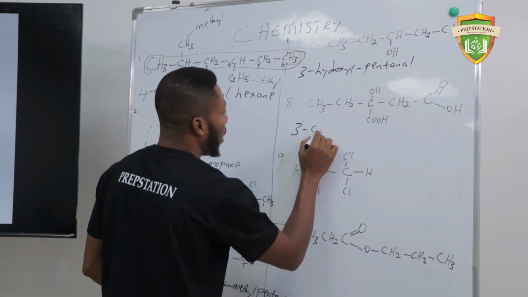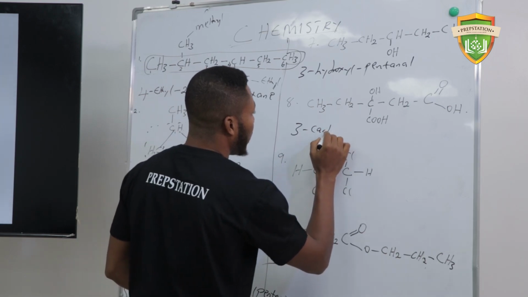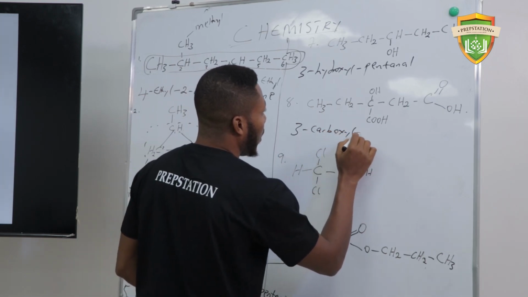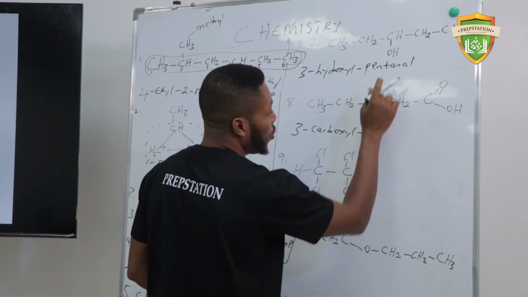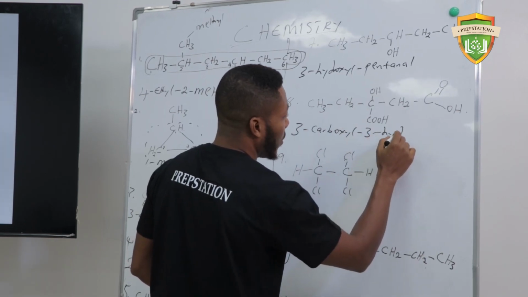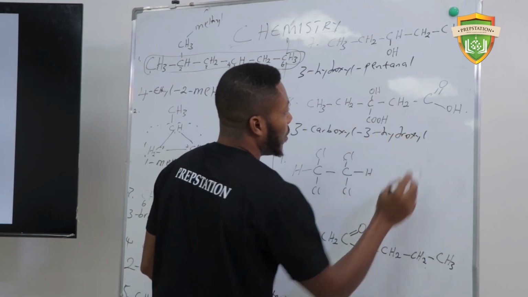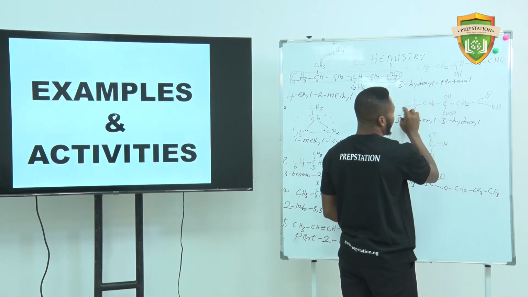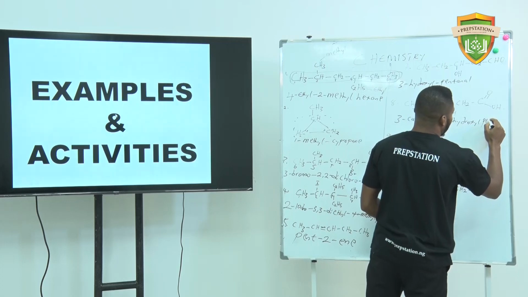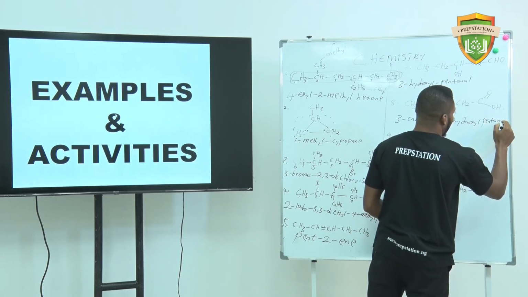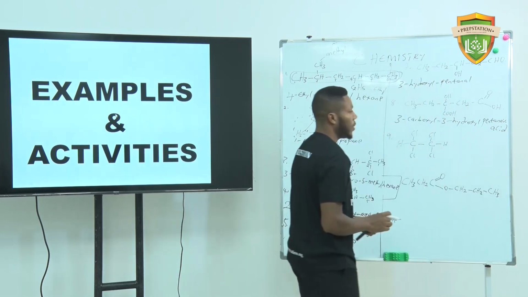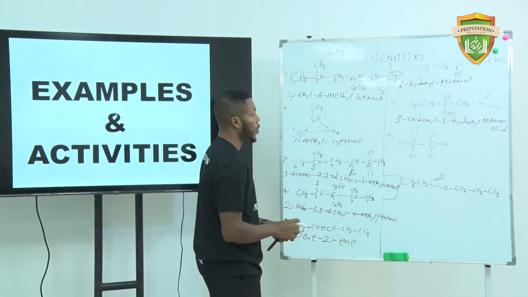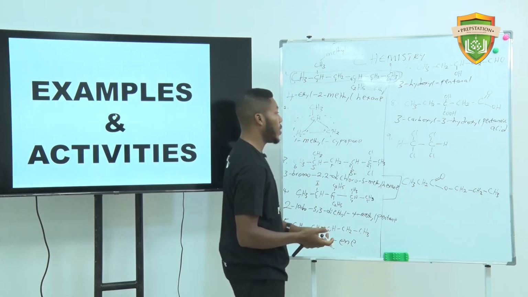So 1, 2, 3. 3-carboxyl. 3 again, hydroxyl. Then the actual parent hydrocarbon, 1, 2, 3, 4, 5. This is pentanoic acid. Pentanoic acid. All this, if you follow the rules, you will not have issue naming any organic compound.